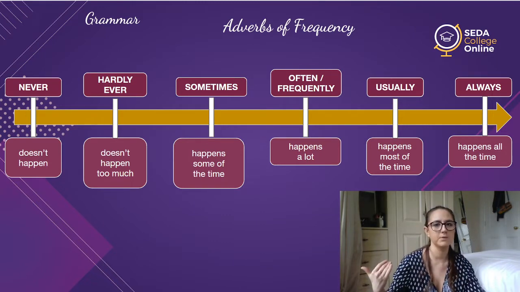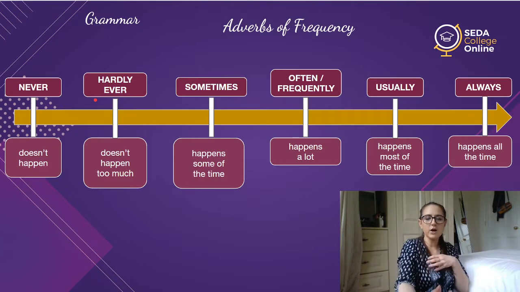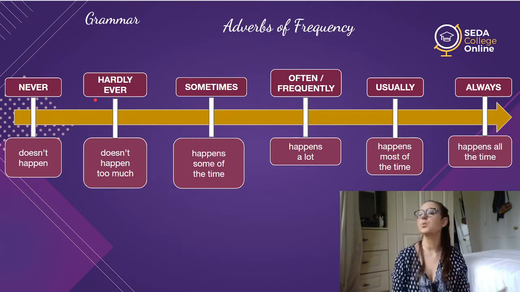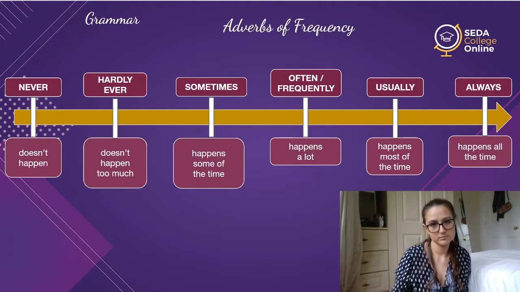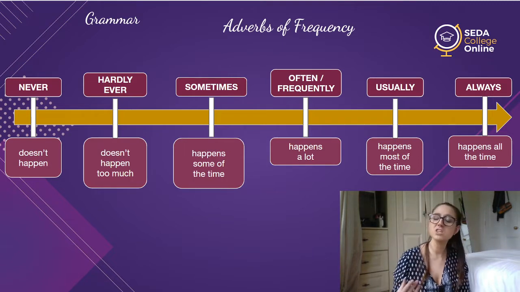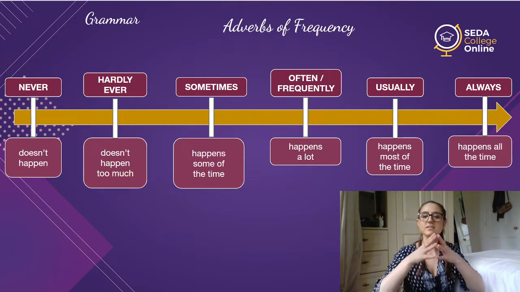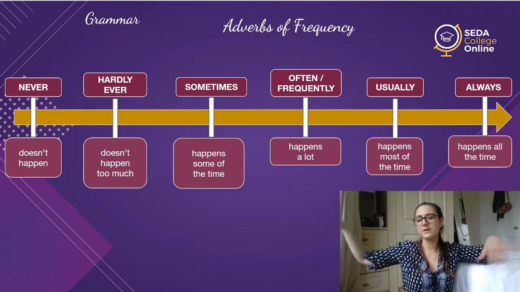It does not happen. We have hardly ever. That's a little bit more, but it's not too much. It's just a little bit more than never. Does it make sense? We have sometimes. That happens some of the time. It doesn't happen always, but not never.